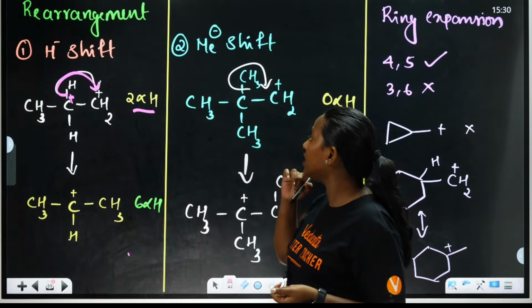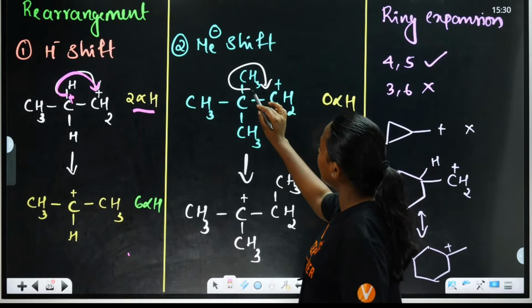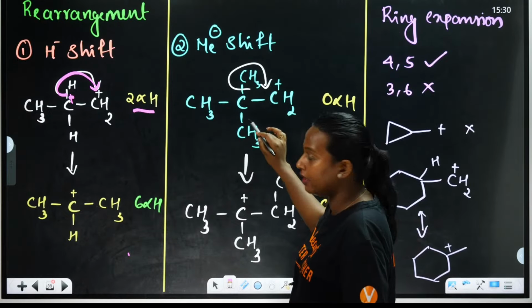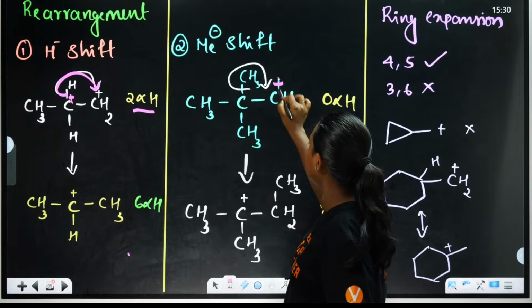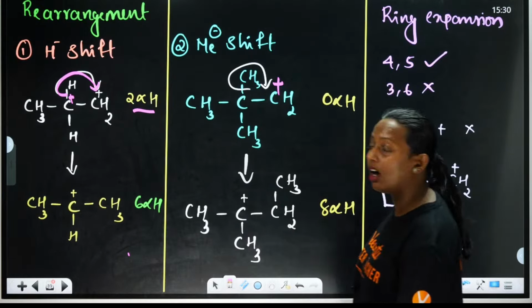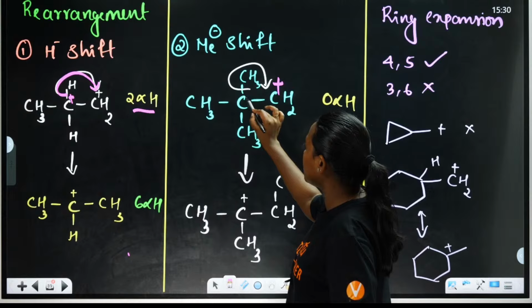Next is methyl shift. When you consider this, here it is a methyl group, here it is a methyl group, and here you can see the carbocation. So how many alpha hydrogens are there? This is the alpha carbon.